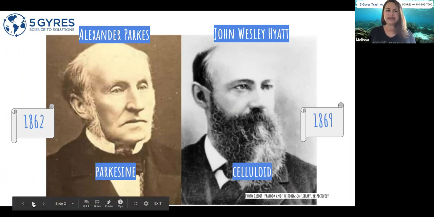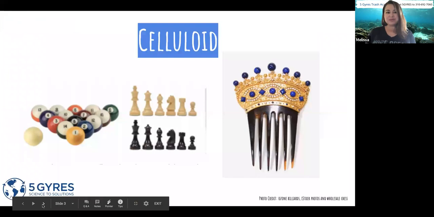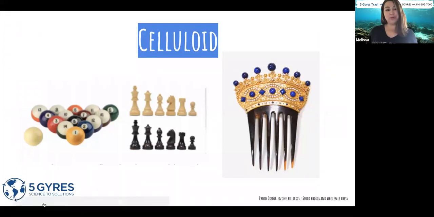He was trying to invent a new cheap material for game pieces like checkers, chess pieces, or billiard balls. You know, these guys. Hyatt succeeded in his invention, and the material was called celluloid. He didn't know it, but it would change our world forever.